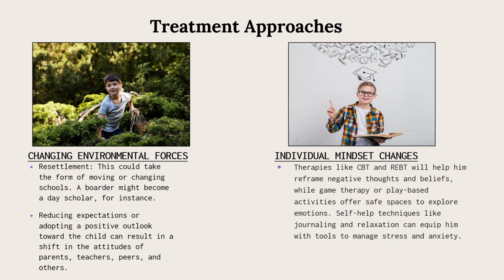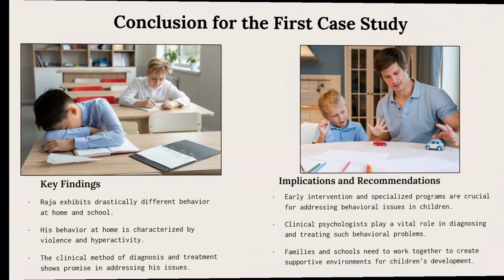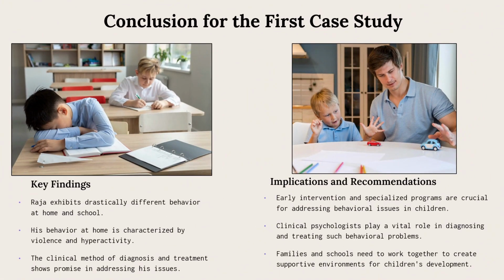It could also include therapies, but true change comes from within. Raja needs to develop a healthy coping mechanism. This could include counseling, guidance, providing a safe space for Raja to express himself and to learn new skills. Therapies, CBT, game therapy, REBT, and other approaches can also help Raja to reframe negative thoughts and develop adaptive behaviors. Raja's journey wouldn't be easy, but with the right approach, he can bridge the gap between his two worlds and find peace within.